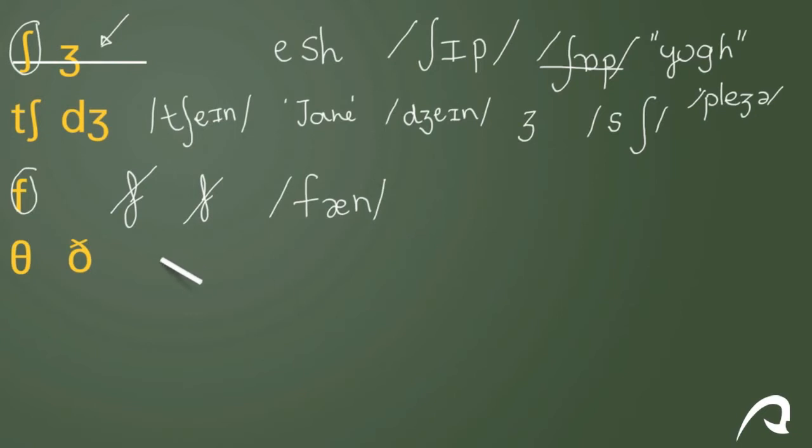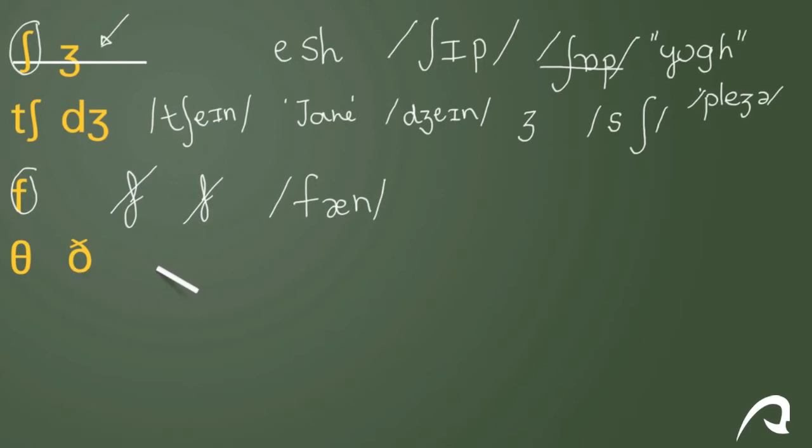Right, finally on our list we've got two more symbols. The first one is theta and delta. The one on the left is theta, the one on the right is delta. And they stand for th. In the first case, the sound th, a voiceless dental fricative, and in the second, a voiced dental fricative.